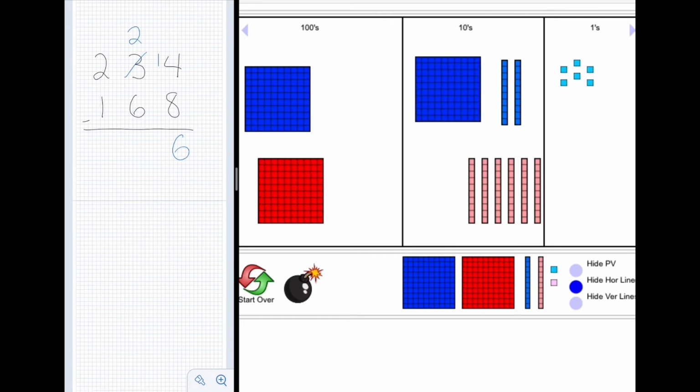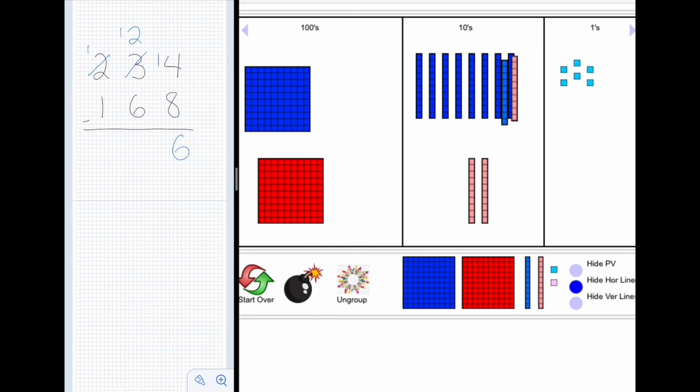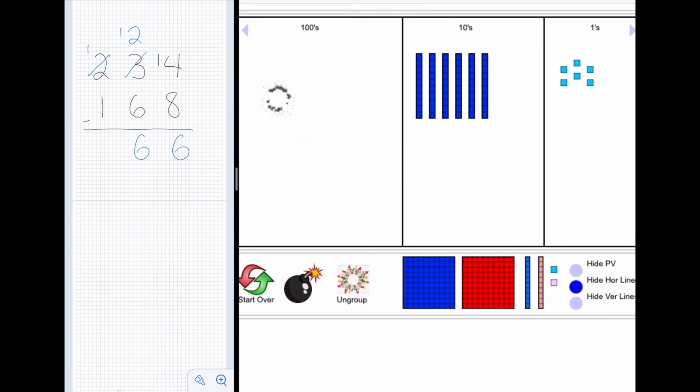Again, I need to ungroup a 100 into 10 tens. And we end up with a total of 12 tens. And so then for every 1 rod that I have below here in the subtrahend, I can use that to take away one of my rods in the minuend. And I'm left with 6 total rods, 6 tens, and then finally I subtract my hundreds and I have 0 left. So my answer is 66.